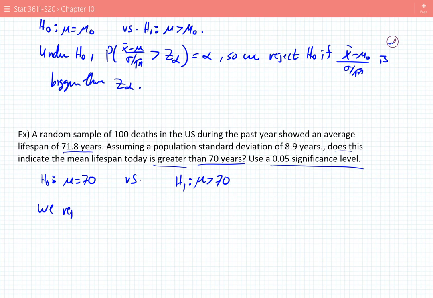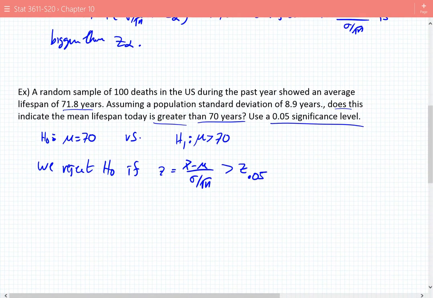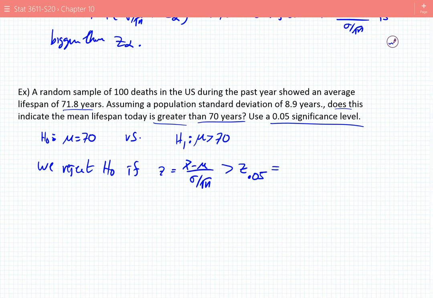So what are we going to do? Well, we need to compute our z value, and we will reject the null hypothesis if z, which is x bar minus mu over sigma divided by the square root of n, is greater than z sub alpha. In this case, it's a 5% significance level, z of 0.05. And so we can go to the normal table and look at where z of 0.05 is. Should have some normal table familiarity now. 1.645 is the associated z value that we'll look at.